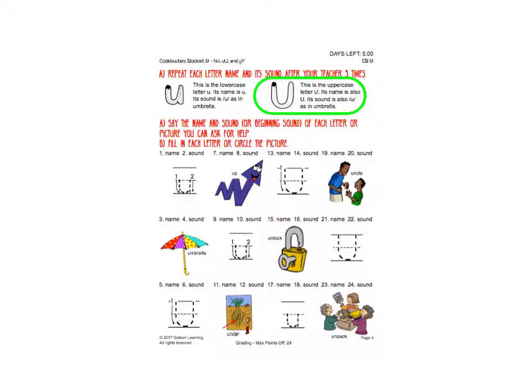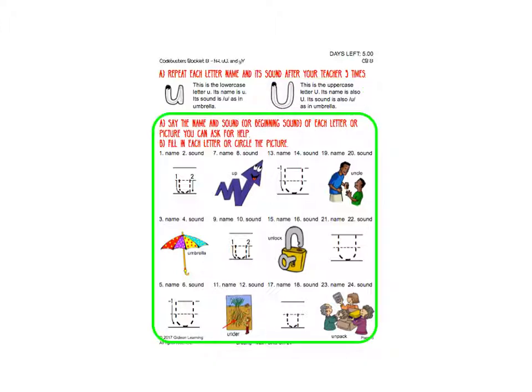This is the uppercase letter U. Its name is also U. Its sound is also as in umbrella. U, U, U. And now write it. Say the name and sound or beginning sound of each letter or picture. You can ask for help if you're not sure what the picture is. Then fill in each letter or circle the picture.